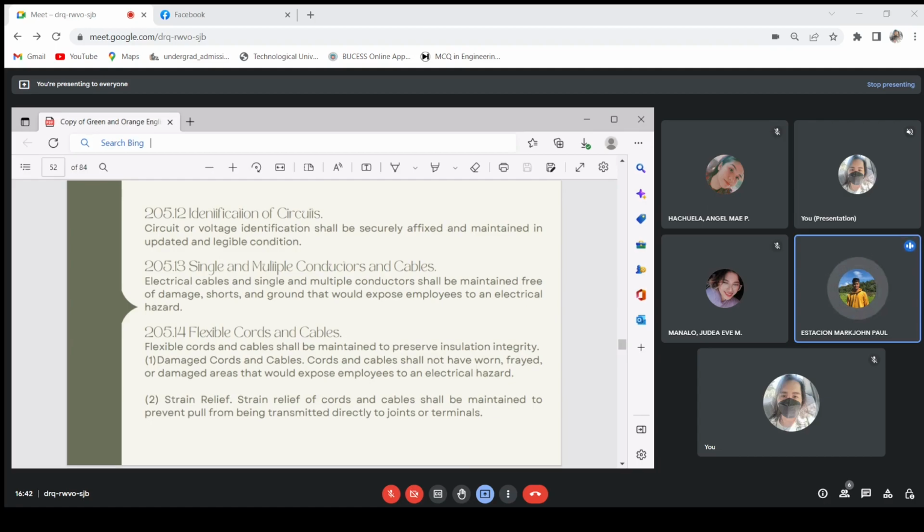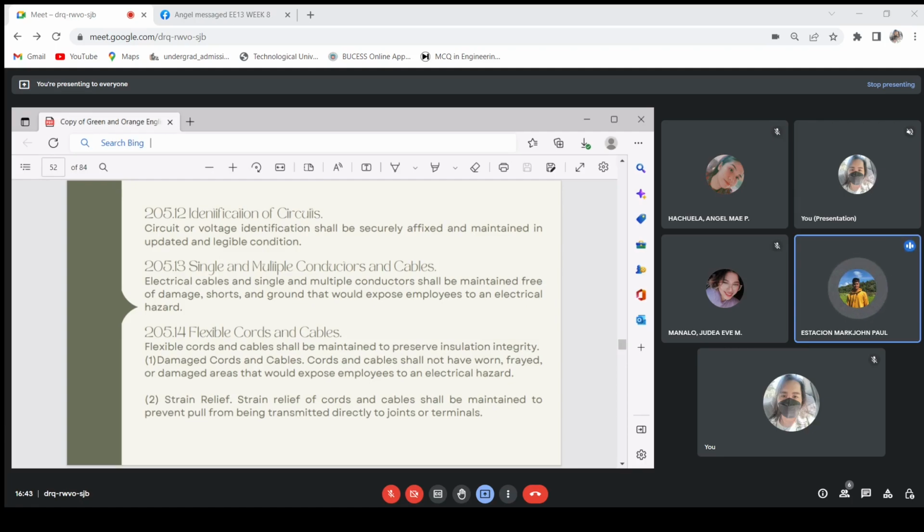205.13 Single and multiple conductors and cables. Electrical cables and single and multiple conductors shall be maintained free of damage, shorts, and grounds that would expose employees to an electrical hazard. So dito naman is to determine ng various difference in use cases for single strand and multi-stranded wiring in condition can be difficult.